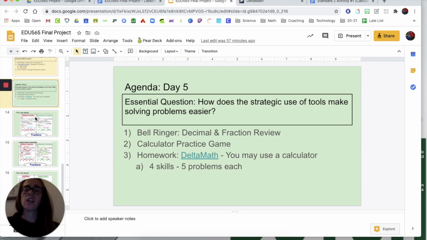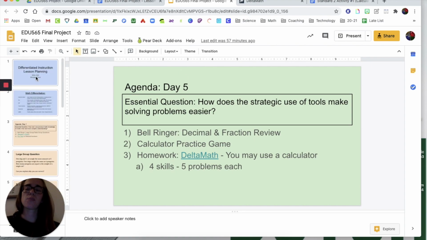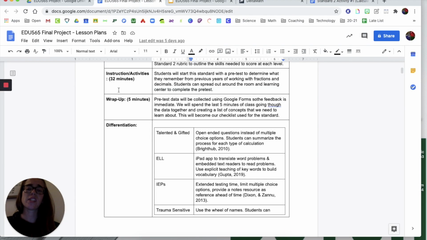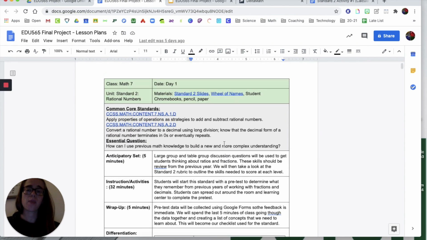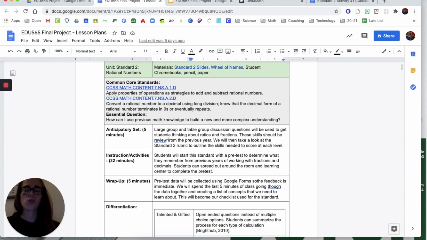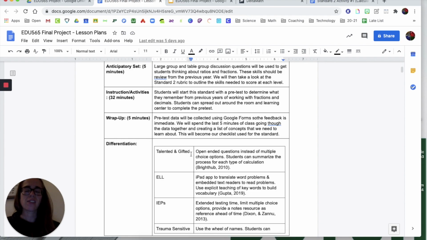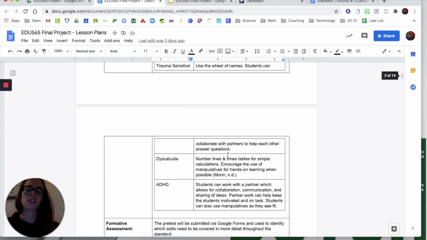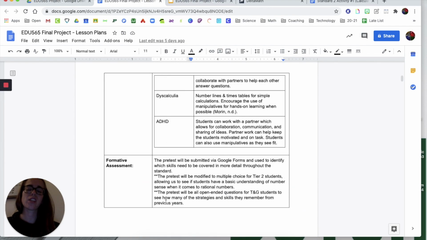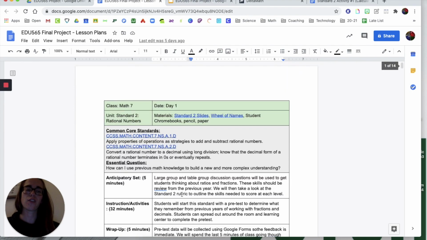So again, the link to this presentation, as well as more detailed examples of all of our differentiation, you can see are found on this lesson plan here. So for example, here's day 1. It goes through our anticipatory set, the activity, and the wrap-up. It has an example here of different ways to differentiate for this specific lesson with our sources here, citing it, as well as the formative assessment and any modifications that might need to be made to that to accommodate for different needs of our students.